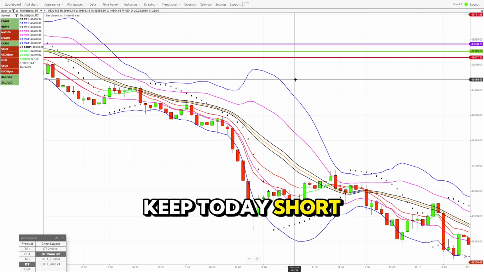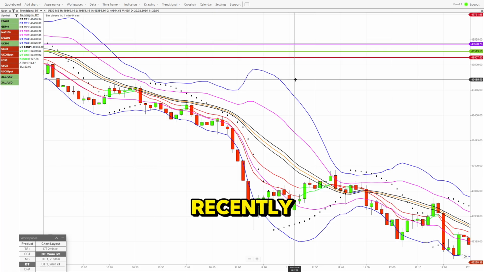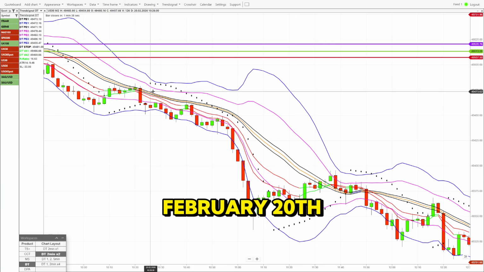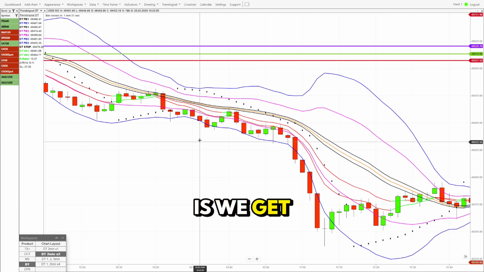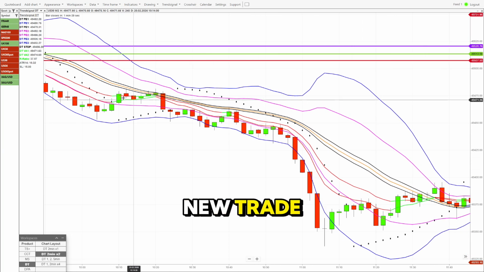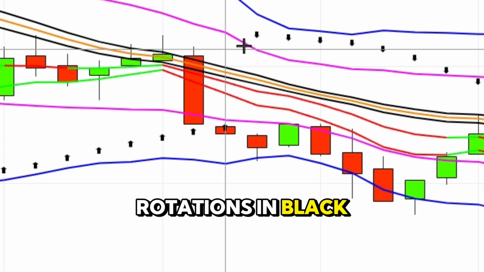We're going to keep today short and sweet because I've done a lot of long-winded ones recently. We're going to be looking at a short duration trade on 2-minute time frames, US30, starting on Friday the 20th of February. The way this system works is we get an opportunity to look for a new trade as soon as we get these rotations in black arrows.